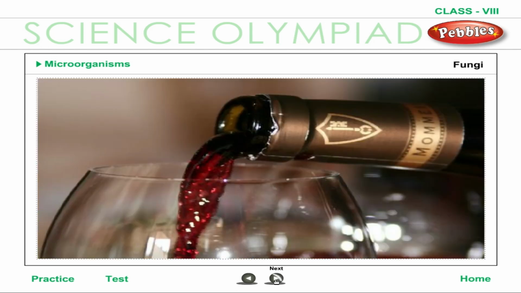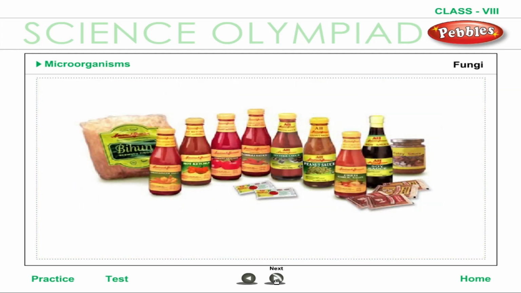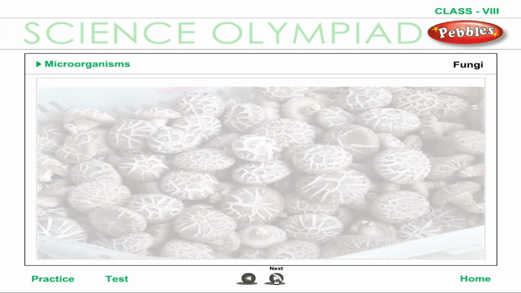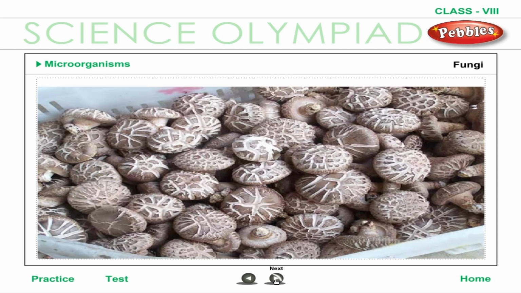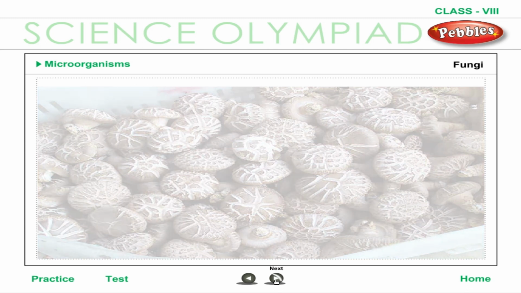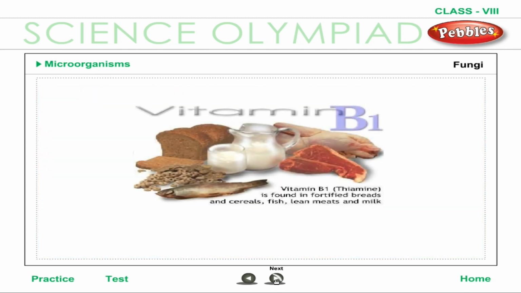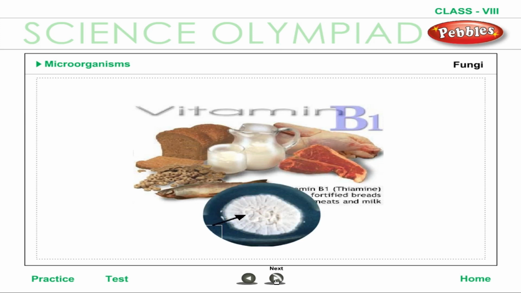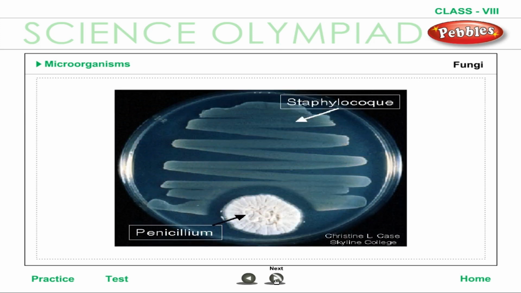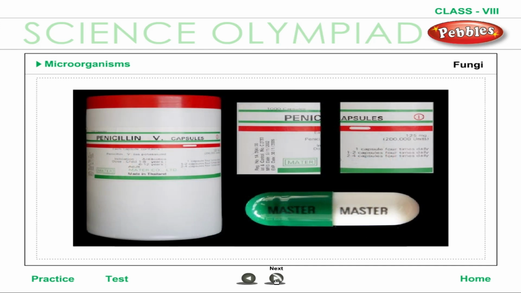Fungi. In addition to aiding fermentation, yeast also imparts flavor to wine, beer, cheese, and soy sauce. Some varieties of mushroom are eaten as food. Yeast is used in the production of riboflavin, a type of vitamin B2. The fungus Penicillium notatum is used in the manufacture of penicillin, the first antibiotic to be discovered.